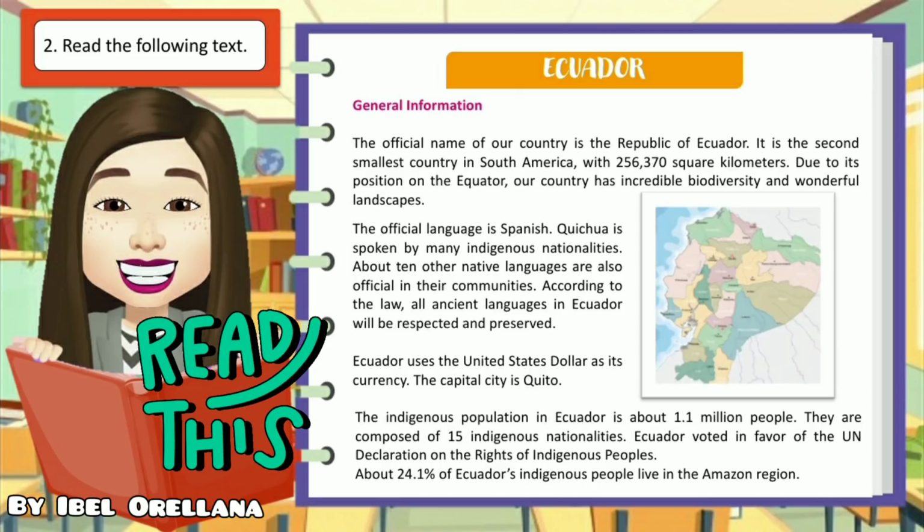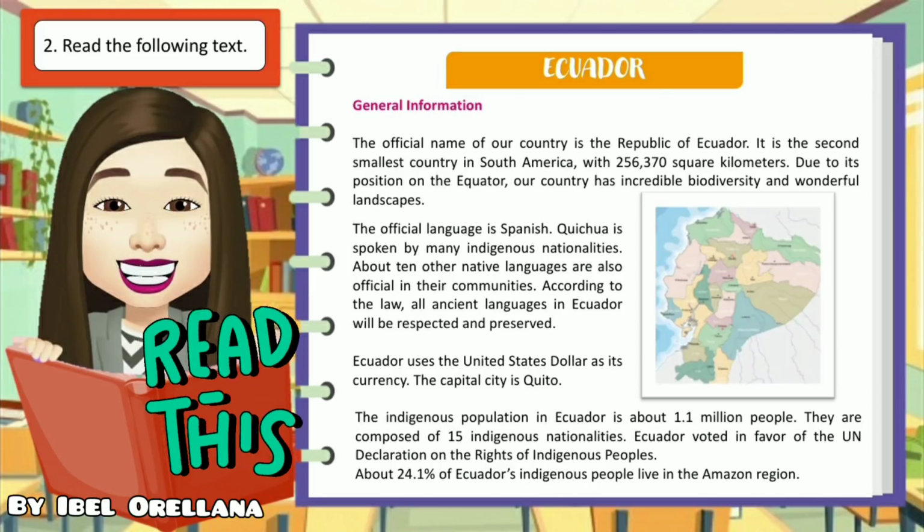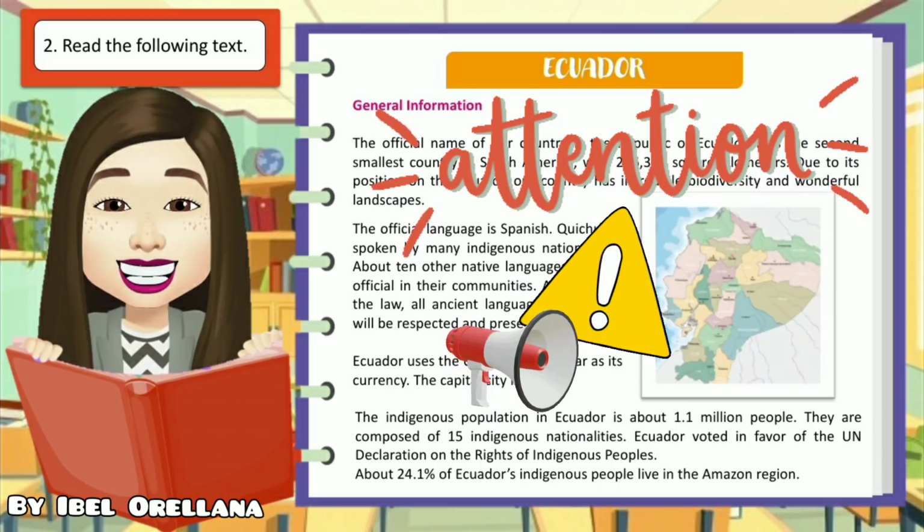Activity 2. Read the following text. Lee el siguiente texto. Pay attention to the next part of the video and follow the reading. Pon atención a la siguiente parte del video y sigue la lectura.